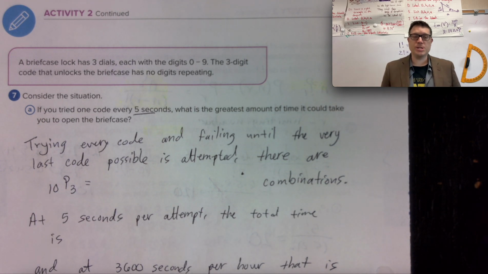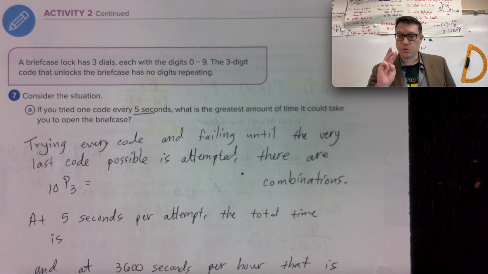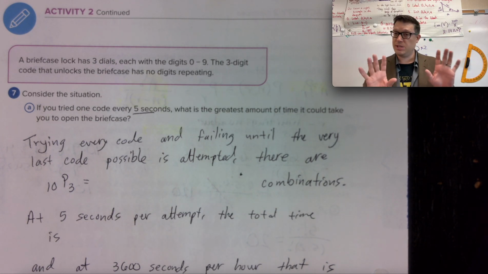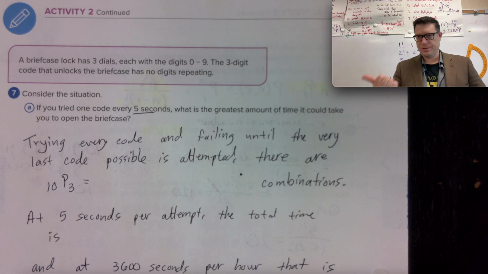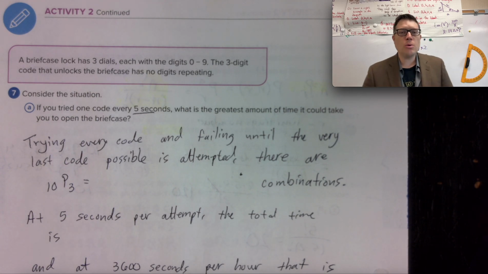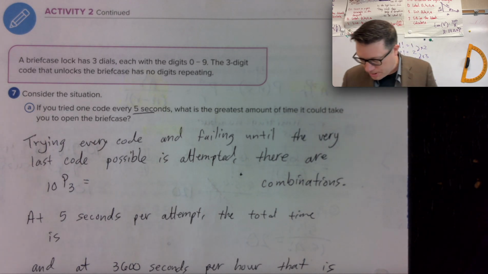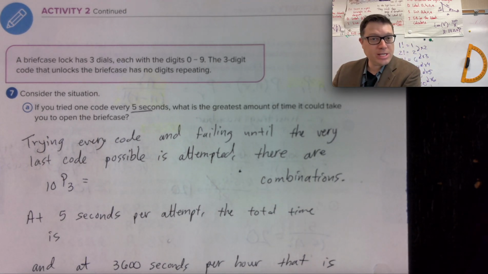Right, let's consider this scenario. A briefcase lock has 3 dials, and each of the dials has the digits 0 through 9, so 10 total digits: 0, 1, 2, 3, 4, 5. Okay, so the 3-digit code that unlocks the briefcase has no digits repeating, and that's what makes this a permutation.